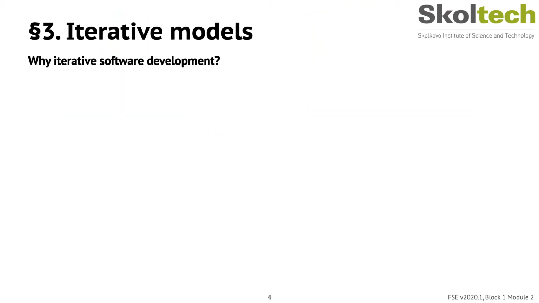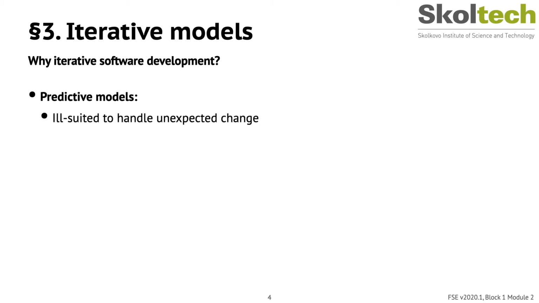So why iterative software development? To understand that, we first need to figure out what predictive models can do. In fact, they're inherently ill-suited to handle unexpected change. They can deal with small changes such as customers deciding they want combo boxes instead of list boxes in their forms, but they don't handle big changes well, such as customers deciding they want 20 extra reports that are all viewable on a desktop computer or tablet or smartphone.